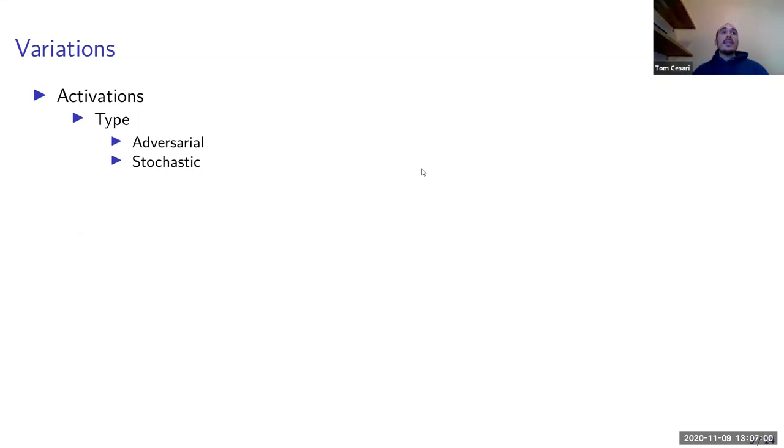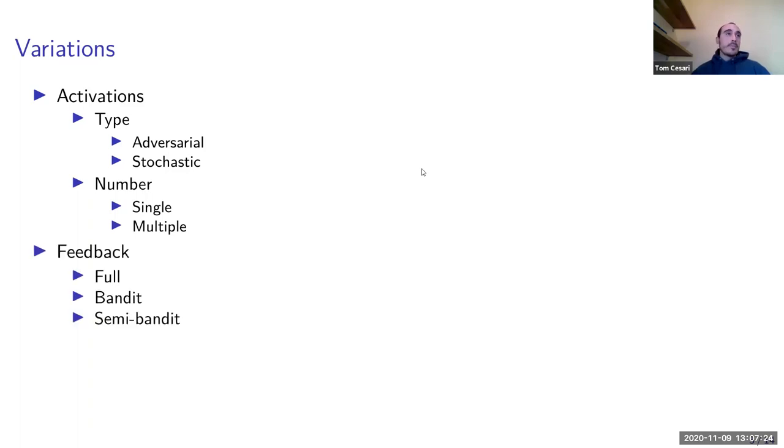How agents are activated could be adversarial. So maybe you want to be competitive between activation chosen by an adversarial environment for each individual sequence, or stochastic. You might assume that there is some underlying stationary distribution, and the activation is just IID draws from the distribution. Could be just one agent that is active at each time step. Could be more.